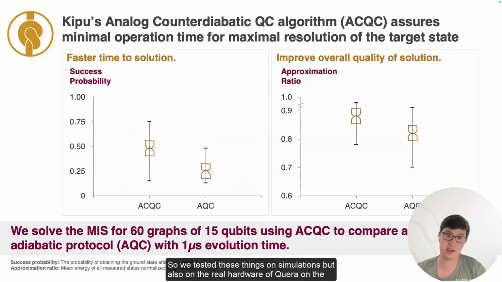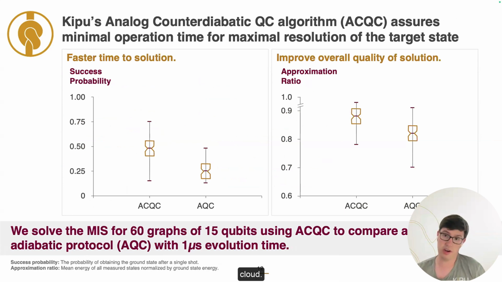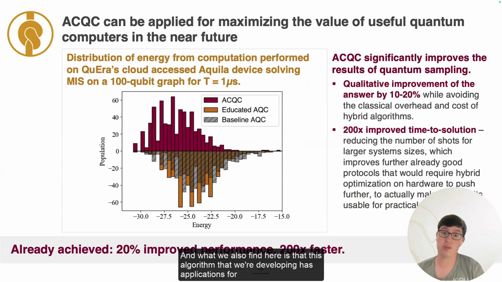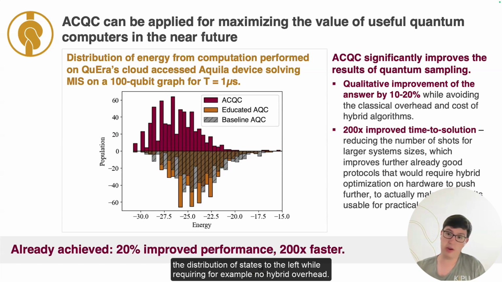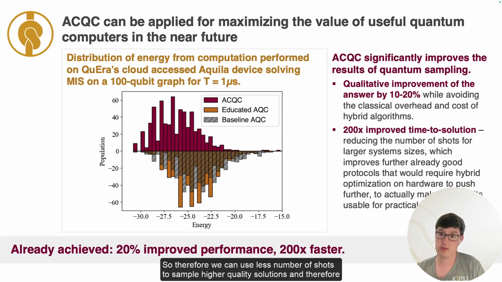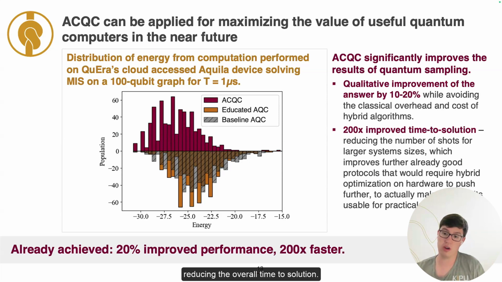So we tested these things in simulations, but also on the real hardware of QuEra on the cloud. And what we also find here is that this algorithm that we're developing has applications, for example, also in the sampling of distributions. As you can see here, our ACQC algorithm shifts the distribution of states to the left, while requiring, for example, no hybrid overhead. So therefore, we can use fewer shots to sample higher quality solutions, and therefore reduce the overall time to solution.